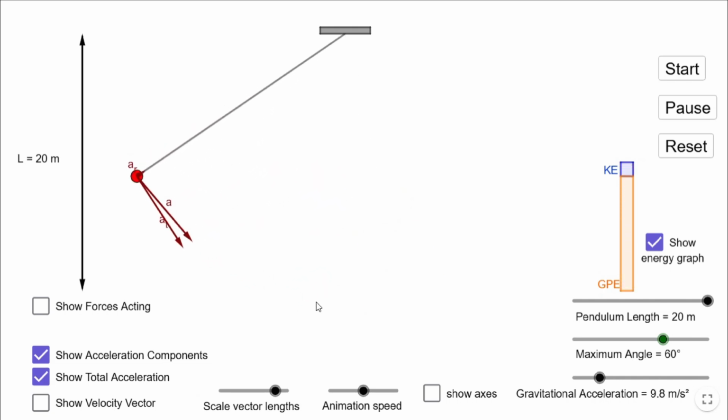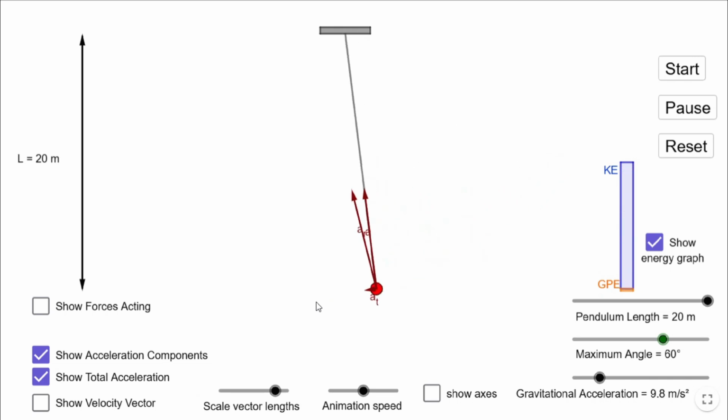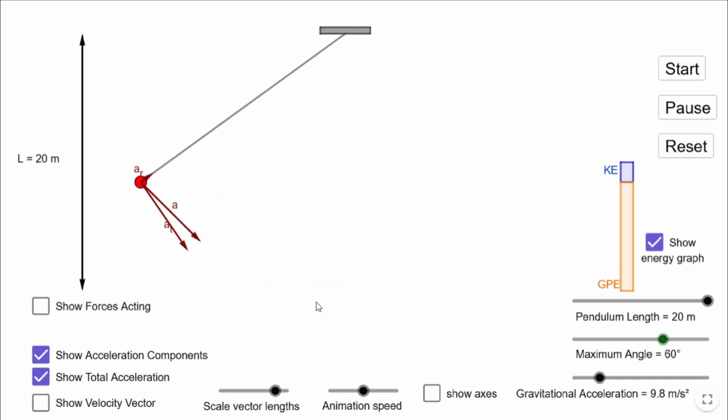Watch closely as the energy bar on the right side shifts from orange to blue, showing this flawless transfer of energy in real time as the motion plays out.